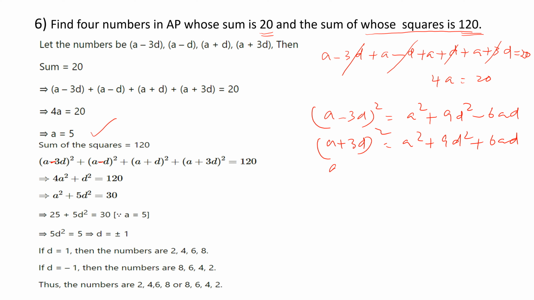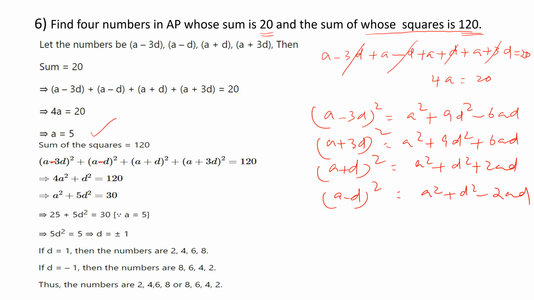And what is a plus d the whole square? A plus d the whole square is equal to a square plus d square plus 2ad. And a minus d the whole square is equal to a square plus d square minus 2ad. Now add everything. When you add, you can see 6ad minus 6ad, 2ad minus 2ad will get cancelled. A square, a square, a square, a square will give you 4a square. Then 9d square, 9d square, and d square and d square. So 18 plus 2, 20d square you will get, and that is equal to 120.